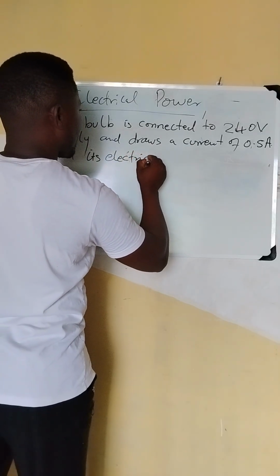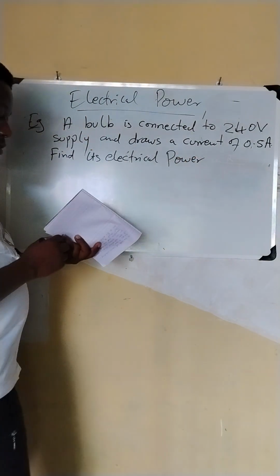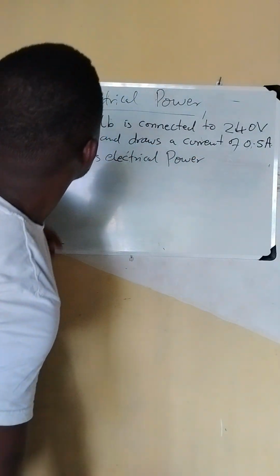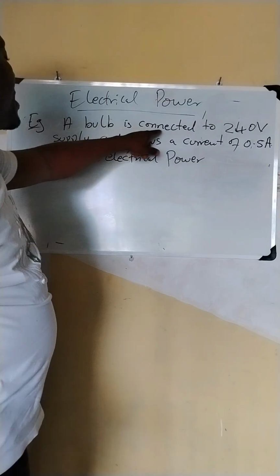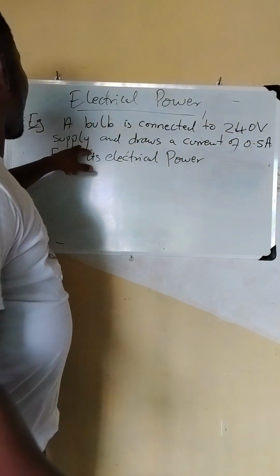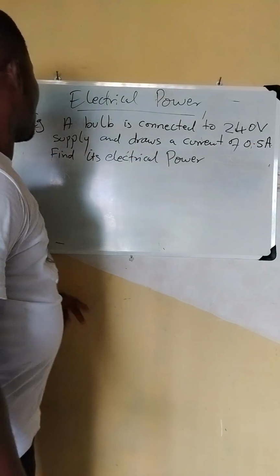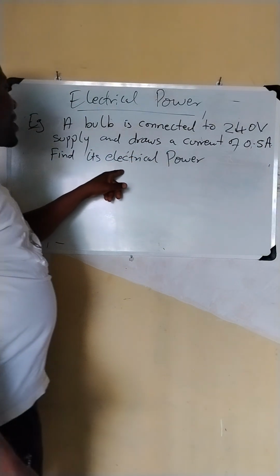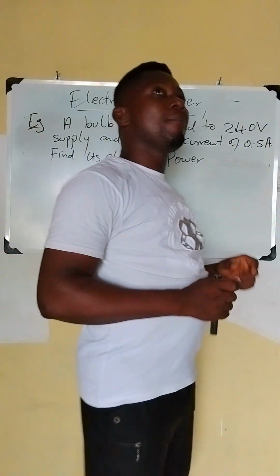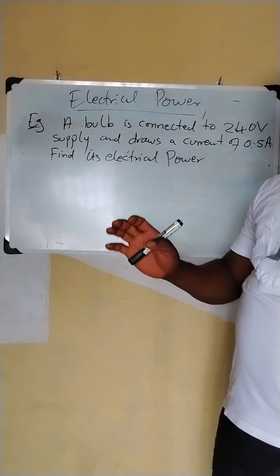Electrical power. Then look at the question very well. A bulb is connected to a 240 volts supply and draws a current of 0.5 amps. Find its electrical power. Now you have a bulb, and that bulb is connected to a supply, the voltage.